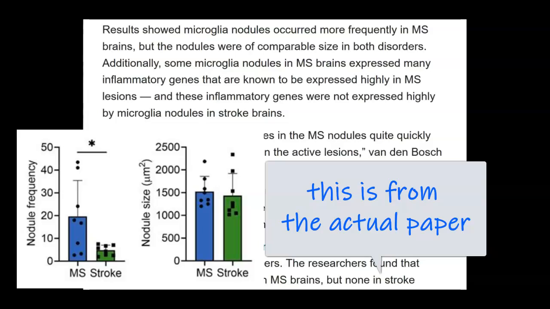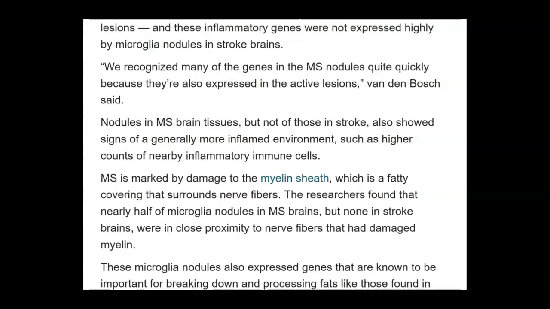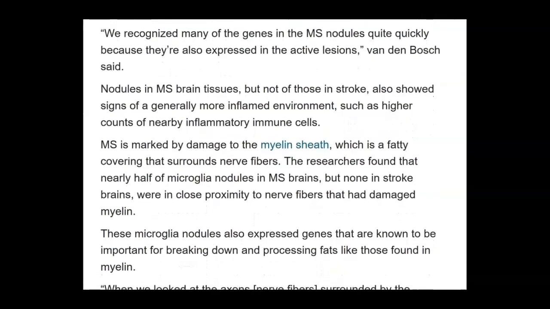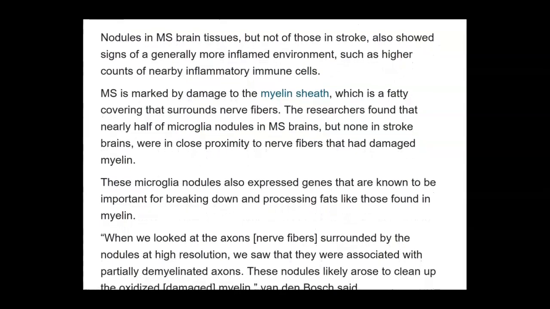Additionally, some microglia nodules in MS brains expressed many inflammatory genes that are known to be expressed highly in MS lesions, and these inflammatory genes were not expressed highly by microglia nodules in stroke brains. "We recognize that many of the genes in the MS nodules quite quickly because they're also expressed in the active lesions," Van den Bosch said. Nodules in MS brain tissues, but not those in stroke, also showed signs of a generally more inflamed environment, such as higher counts of nearby inflammatory immune cells.